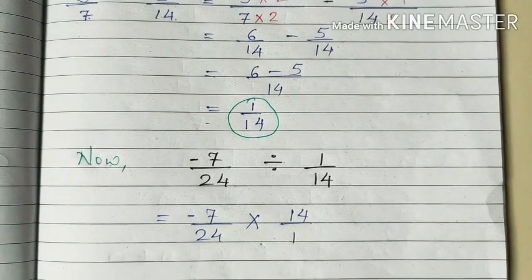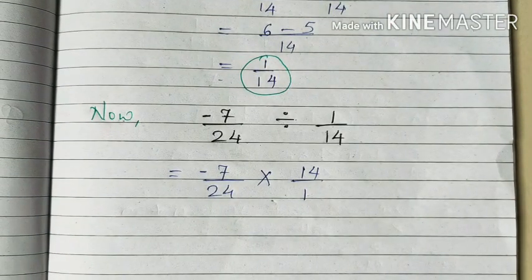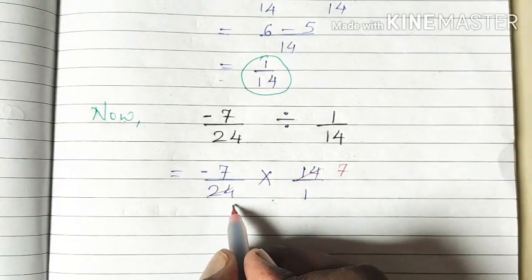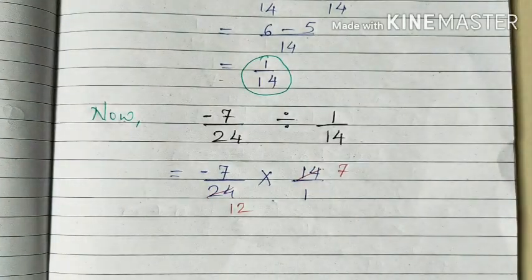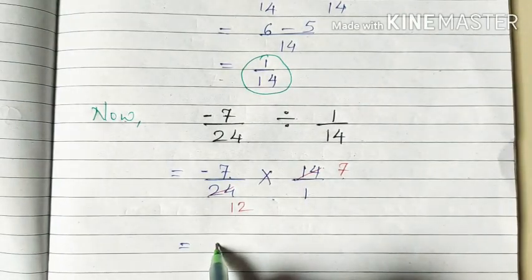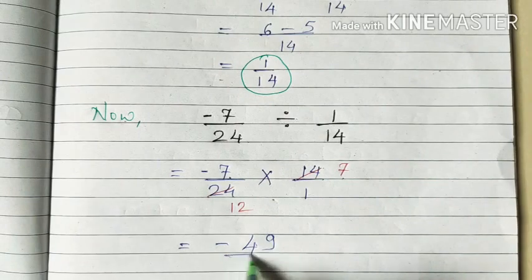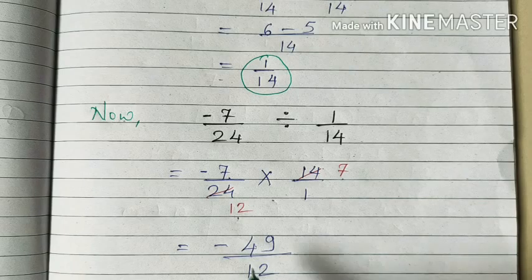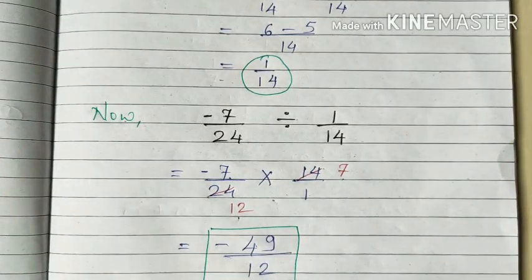Right? So cancellation is possible. If cancellation is possible, we can make a cancellation over there, like 2 sevens and 2 12s. Correct? Minus 7 multiplied by 7, it is minus 49 upon 12 as it is. Okay. So this will be the final answer of the given question.